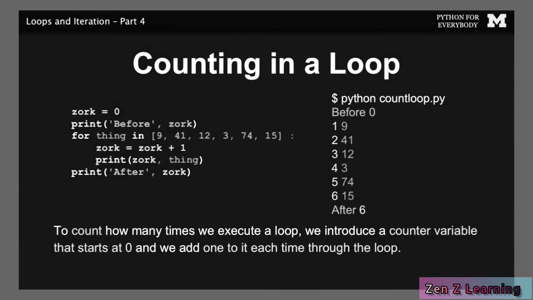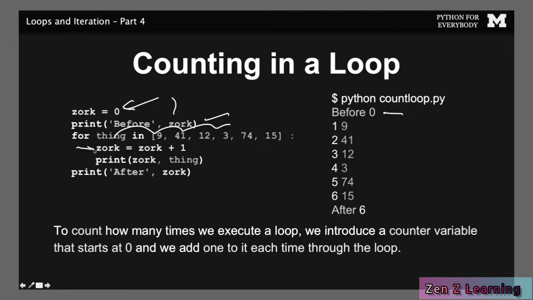The way it works is, you set a variable to 0, this is the top part. Normally this would be called count, but I'm going to use a bad non-mnemonic variable called zork, just so you don't get too used to it. So far, how many have we seen? Well, we've seen 0. And then thing is going to be 9, 41, 12. So thing is going to be the iteration variable.